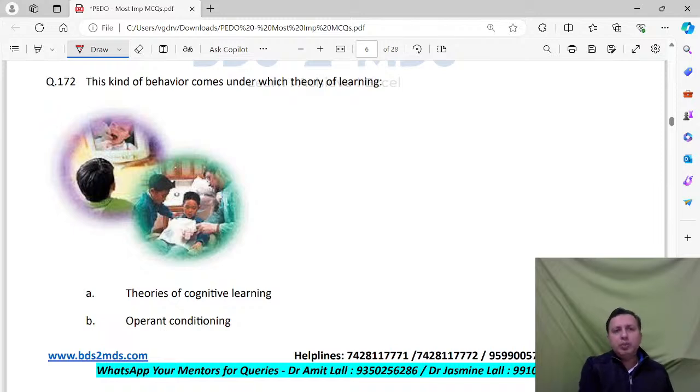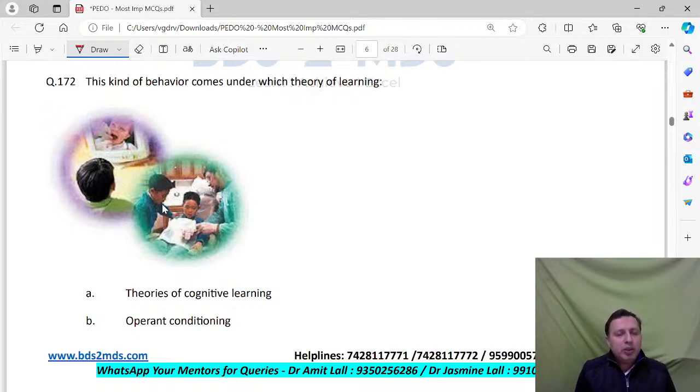Now coming to question number 172. Now this kind of behavior comes under which type of theory of learning? So here you can see that one child is sitting on the dental chair, whereas the other child is standing along the dental chair and just observing the child. And in the other picture, the child is seeing a picture on the monitor related to the treatment of the child.